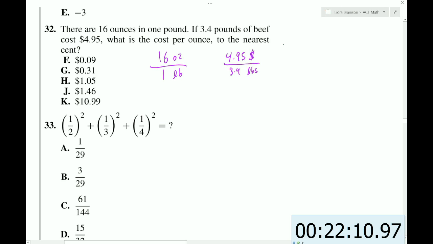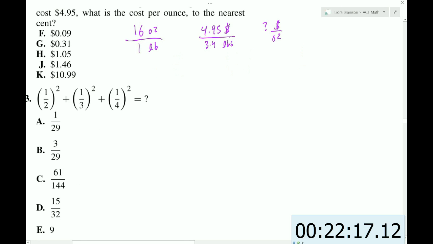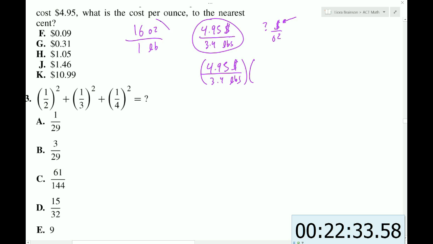What is the cost per ounce? So how many dollars per ounce? That's what they want to know. So we have to somehow put these together in order to get dollars per ounce. Well, let's start with the thing that's in the numerator, which would be using this one. So this is dollars per 3.4 pounds. Now we have to get rid of pounds, so we're going to need to use this guy.